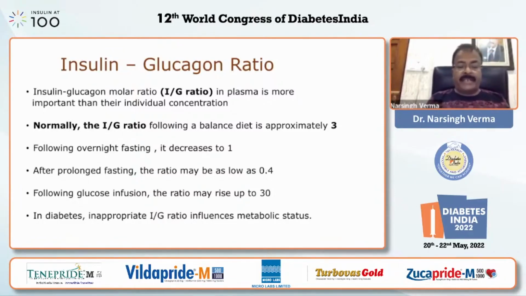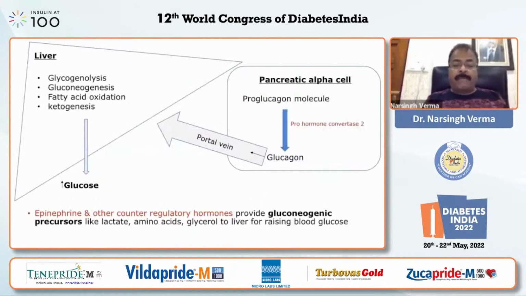In diabetes, an inappropriate IG ratio influences metabolic status. So in other terms, in diabetes we should also focus on the IG ratio, which is a very important factor. What is happening with glucagon? Glucagon is secreted from the pro-glucagon molecule as a pro-hormone, like insulin, and it is converted into glucagon by pro-hormone convertase 2. This pro-hormone convertase 2 is rarely deficient, so it easily converts pro-glucagon into glucagon. By portal circulation, like insulin, glucagon reaches the liver first, and the first receiving organ is the liver. In the liver, it produces glycogenolysis, gluconeogenesis, fatty acid oxidation, and ketogenesis. These are the four important functions glucagon produces in the liver.